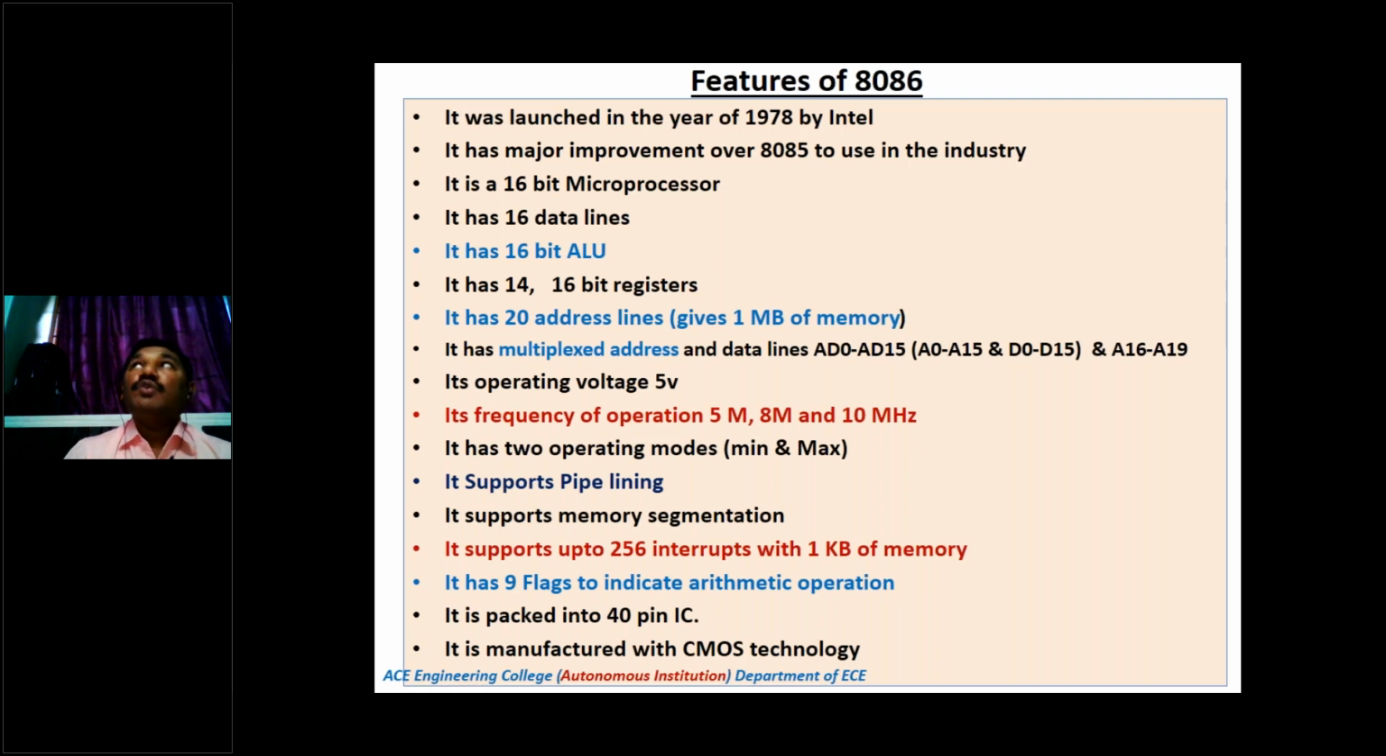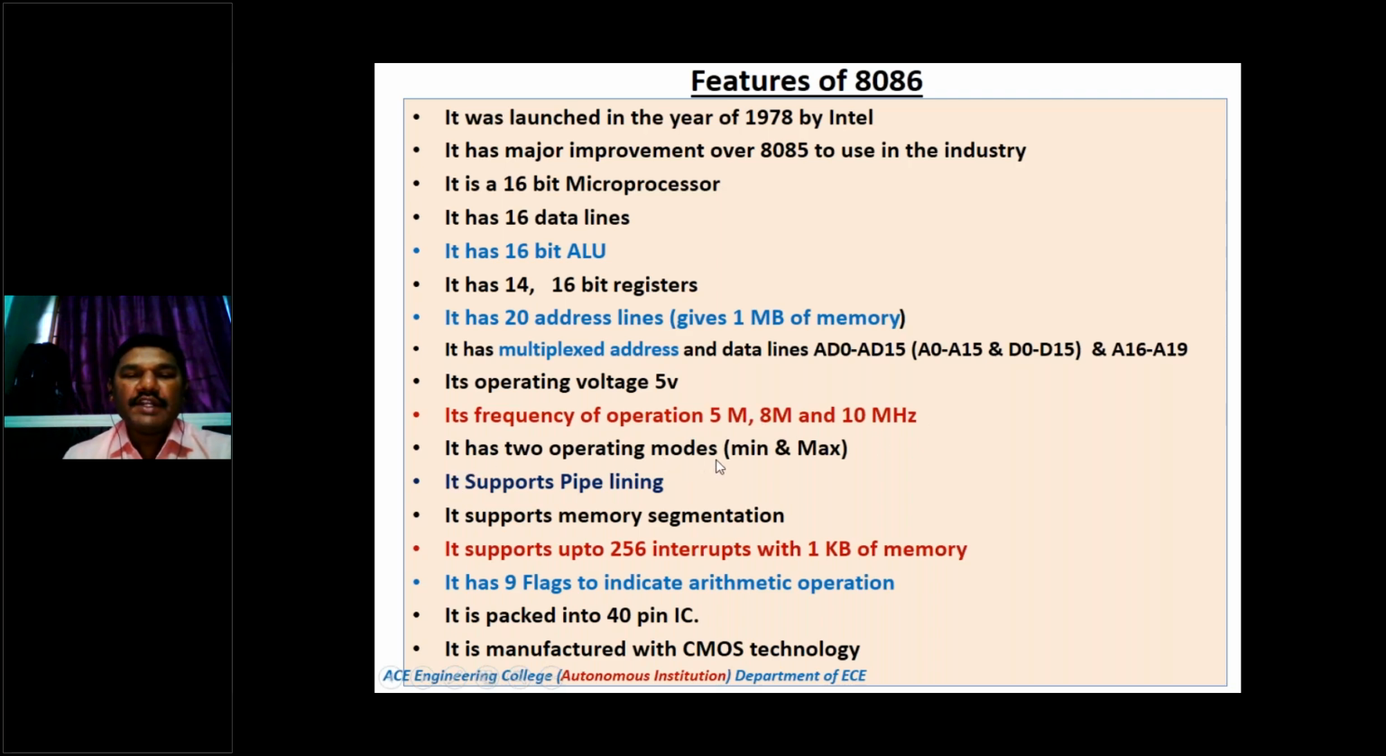So it has 20 address lines, and data lines and address lines are multiplexed here, because when we are fetching the address, the data lines need not work. When we are performing the data operation, the address lines do not fetch any instruction. That is the meaning of multiplexed address and data lines. You will see later. Next, its operating voltage is 5 volts, and its frequency of operation is 5 MHz, 8 MHz, and 10 MHz.